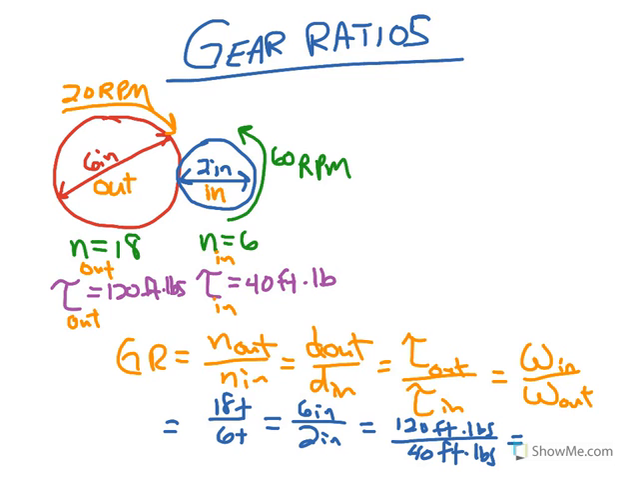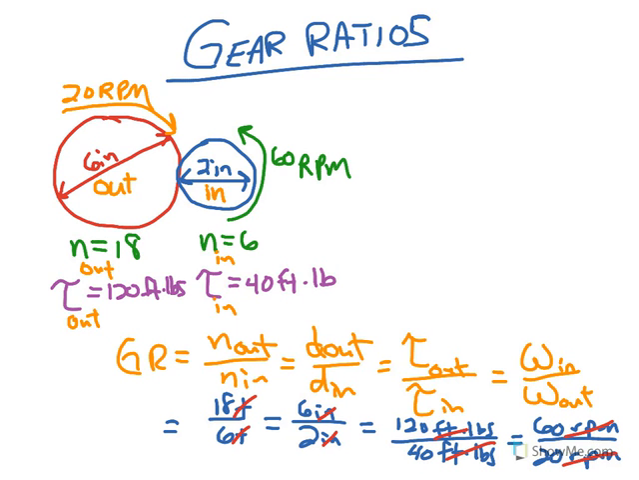That should equal the angular velocity of the in, 60 RPM, over the angular velocity of the out, which is 20 RPM. Now, are these all in fact equal? Well, your labels cancel each time, because if you divide something by itself, it cancels.